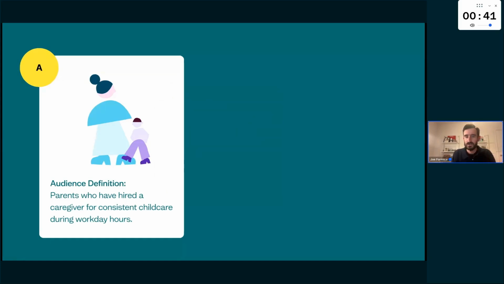So to compare two of these research plans, A and B, instead of focusing on the research questions or the methods that are being used for this section, we're going to focus on the audience. So we have audience A. This is who you're going to conduct these interviews with. Parents who have hired a caregiver for consistent childcare during workday hours. So whatever method we're using to find these participants, anyone who meets that criteria of a parent who has hired a caregiver for consistent childcare during workday hours is going to be in our pool of potential interviewees.